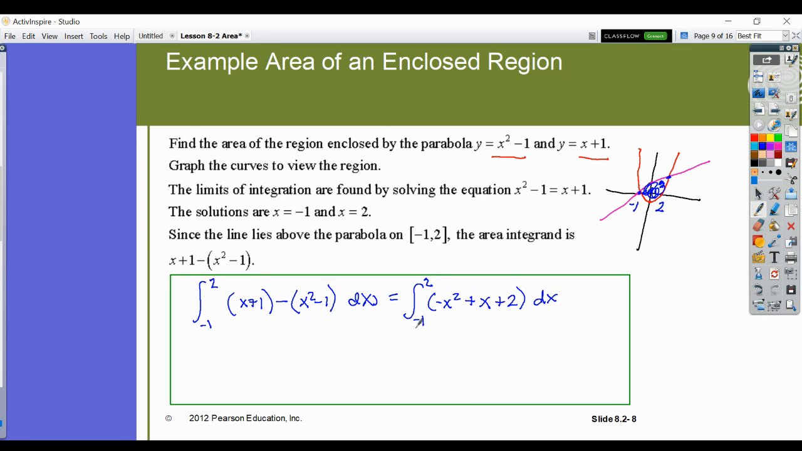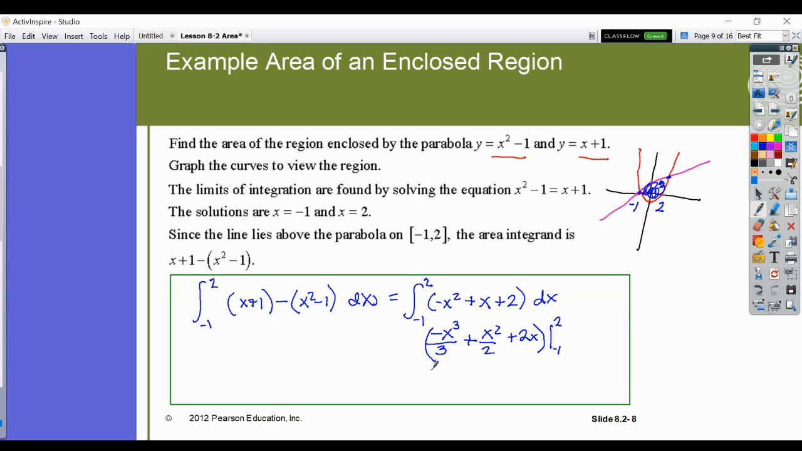So we're going to do antiderivatives. The antiderivative of -x squared is -x to the third over 3, plus the antiderivative of x, which is 1/2 x squared, or you can do x squared over 2. And the antiderivative of 2 is 2x. We're going to take that whole thing and evaluate it from -1 to 2.